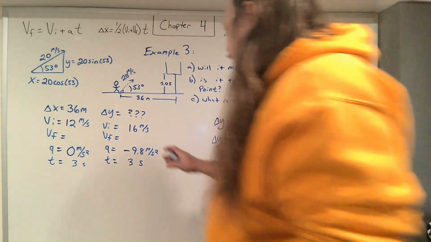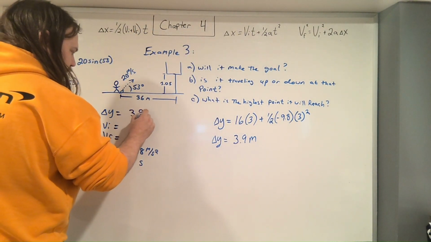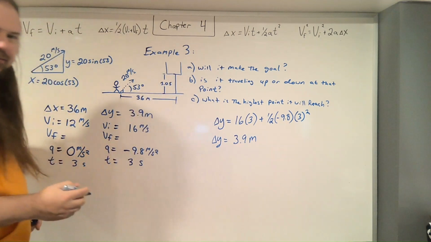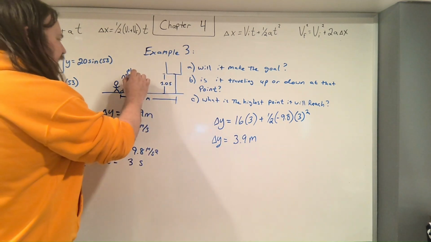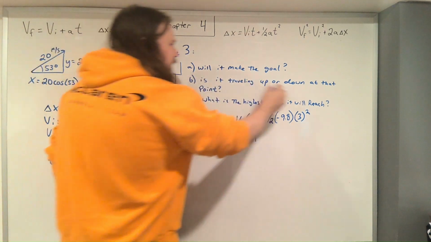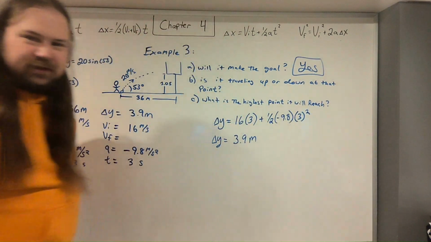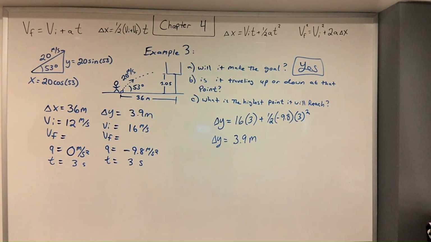Well, the 3.9 meters tells us that we are above the 3.05 and that this ball goes through the goalpost. So will it make the goal? That was a lot of work for a yes or no question. But you have to show me your work. If you don't show me your work on how you got there, there's no credit for that. I can't just state yes or no. You have to prove it. Why?